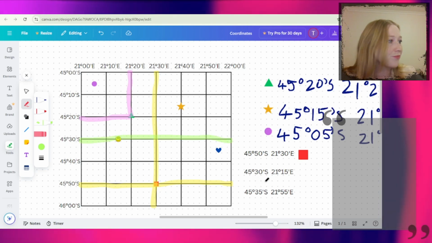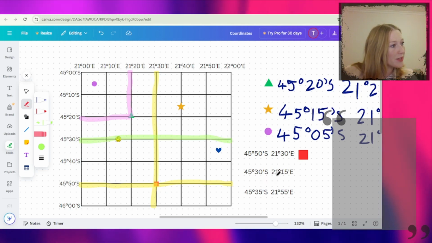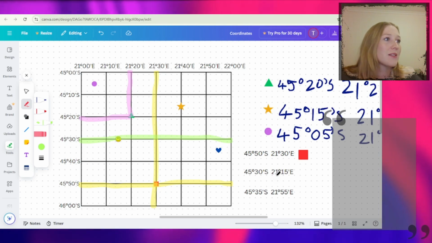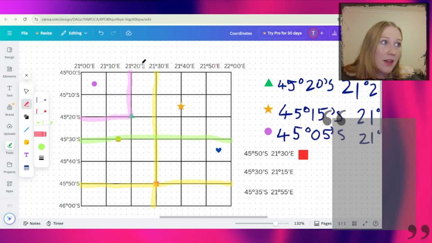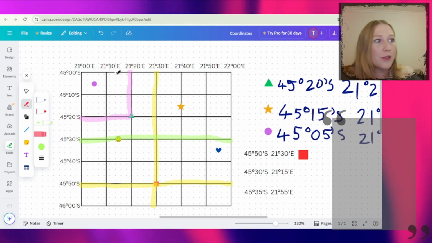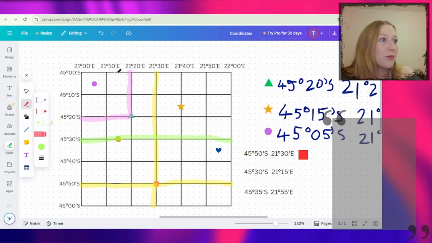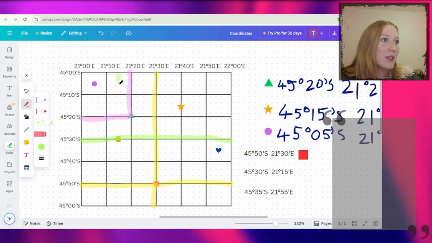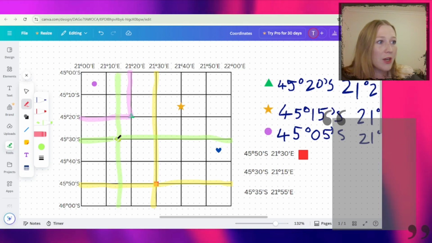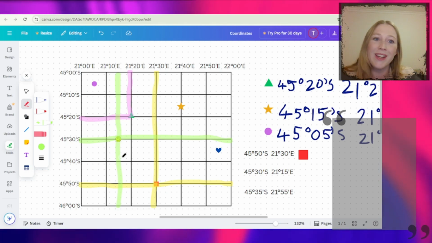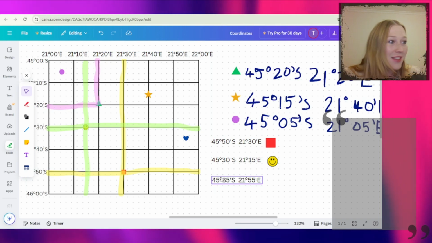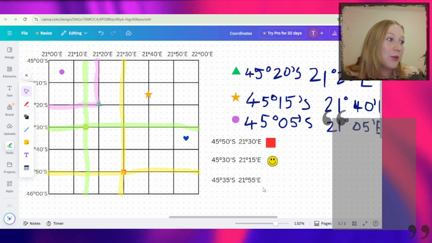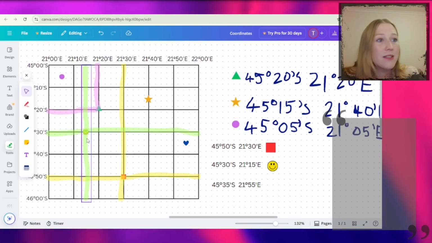45 degrees, 30 minutes, there it is. There we go. Then 21 degrees and 15 minutes. So here's 21 degrees and 10, and there's 20. So 15 has to be in between the two. It's about halfway between them. That's about here. There we go. And they cross right there by the smiley face. Yay! Wonderful.